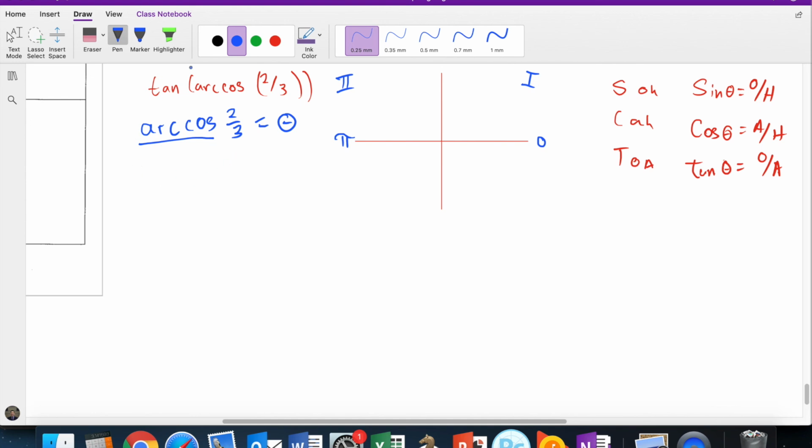So what I'm going to do is take the cosine of both sides. Cosine of this, cosine of that. The cosine and the arc cosine are going to cancel out. And what I'm left with is the cosine of theta is equal to 2 over 3. Now, what does cosine tell me here? What is cosine equal to? Brandon, what's cosine equal to? What's it equal to right here?